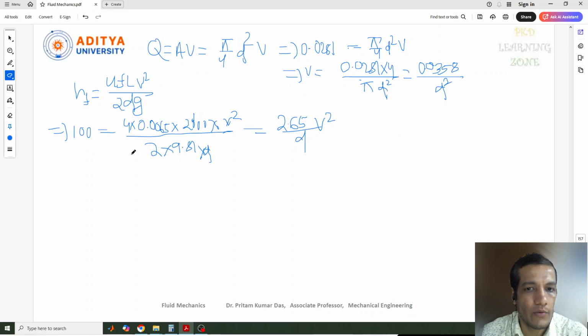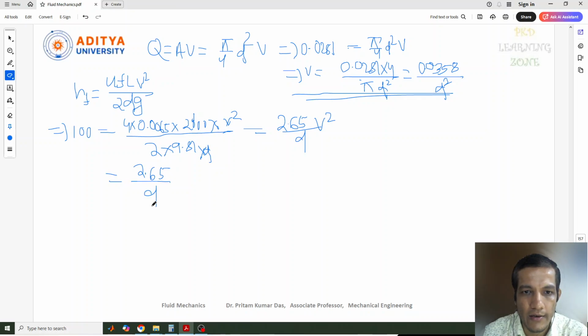Okay, so now what I'll do, I'll just put the value of V that I got here in this equation. So if I put the value of V in this equation, then again I can write 2.65 by D. This side already our HF value is there, that is 100, and V value, just put the value of V, 0.0358 divided by D square, whole square again. Now you can find out the value of D.